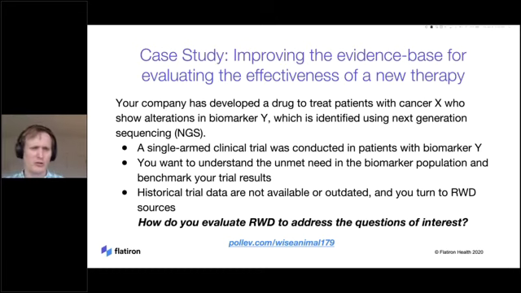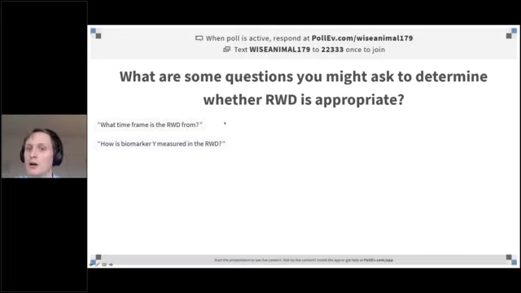So my question for you is how would you evaluate whether RWD is appropriate for this population? So I'll give you a few seconds and go to the next slide and just think about what are some questions you might ask to determine an appropriate role for EHR based real world evidence. So are there any things that you can think of that you would want to focus on in thinking about what's important?